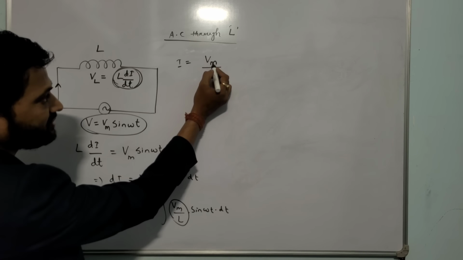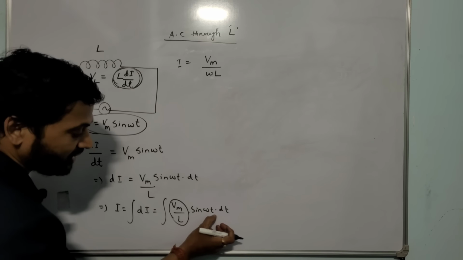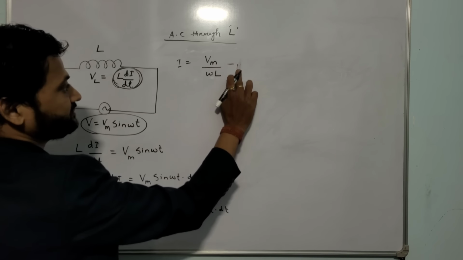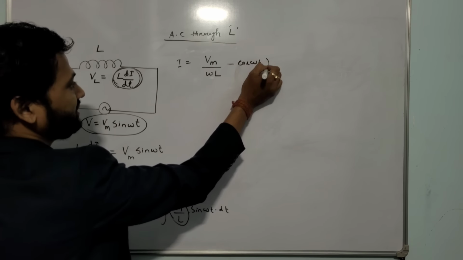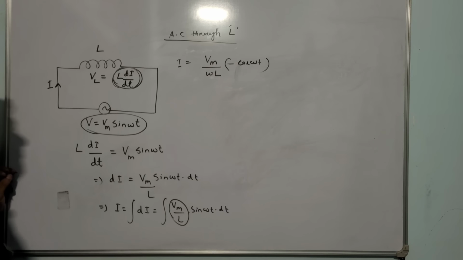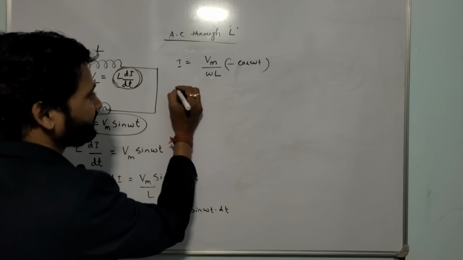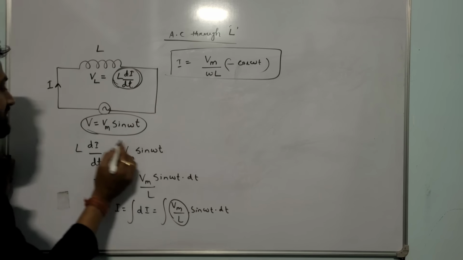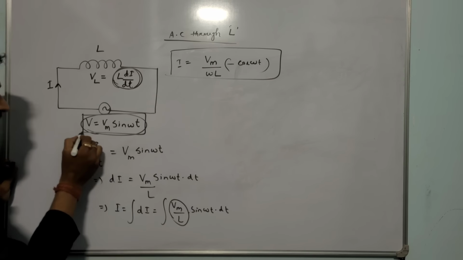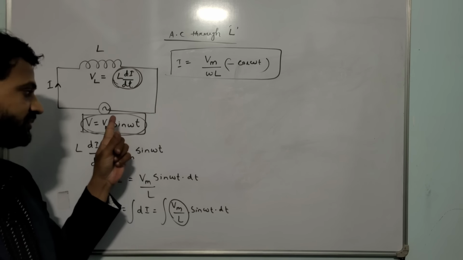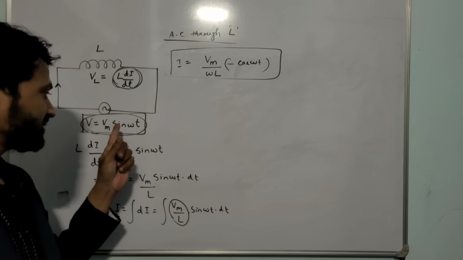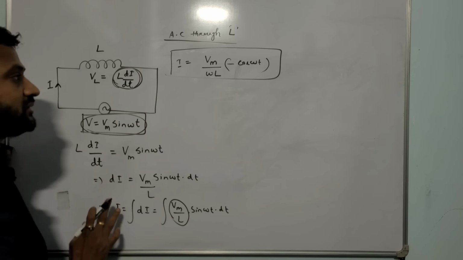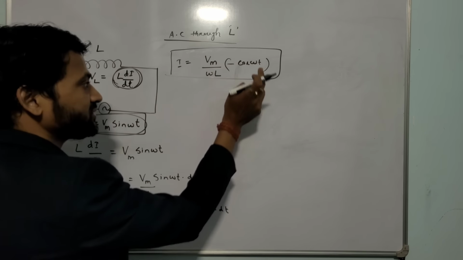See, Vm by L is constant. The integration of sin omega t is minus cos omega t by omega, so I can write minus cos omega t by omega. Understood? Now you are getting the expression of current in terms of cos function, but we have given voltage in terms of sin function. So it is very difficult to compare. If one function is in sin and one in cos, we can compare, but it will take more time. So better we convert that cos function to sin function.